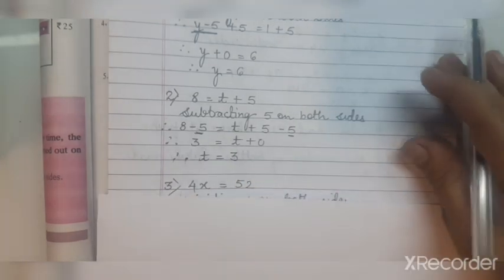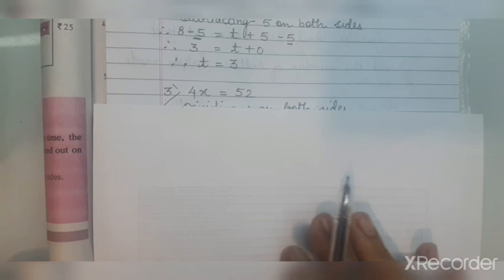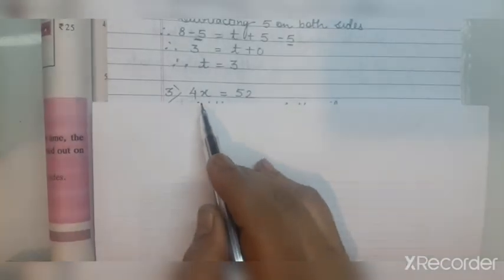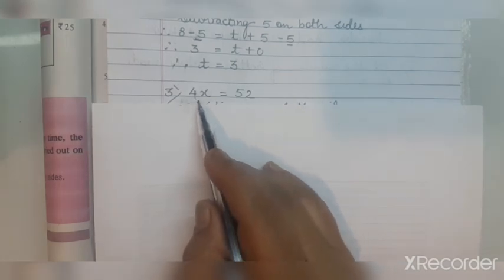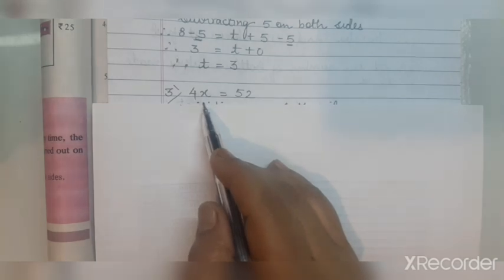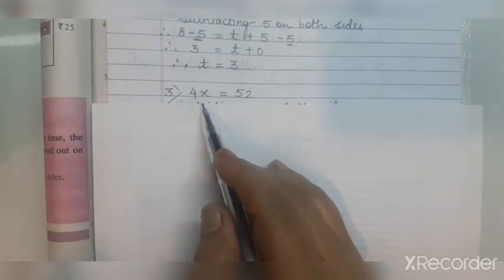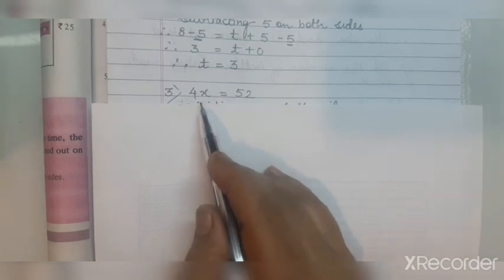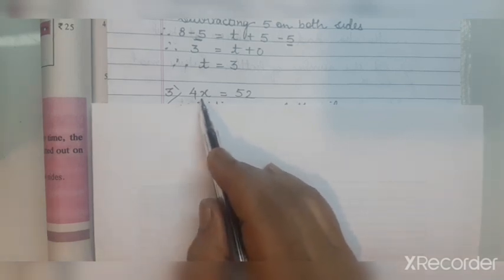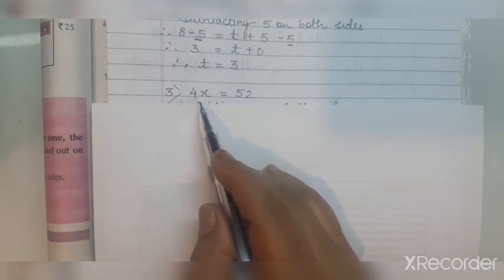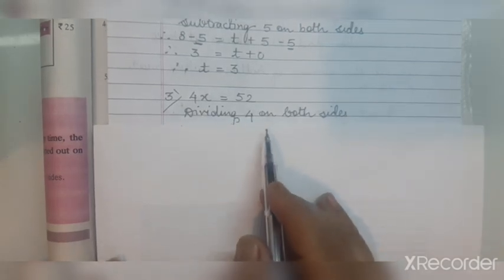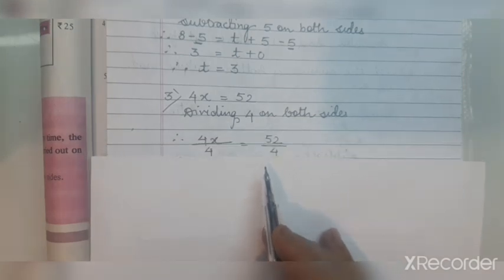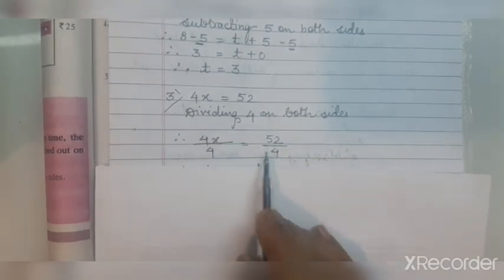Now the third one, 4x is equal to 52. 4x means 4 multiplied by x. So the operation along with the variable is multiplication, and x is the variable. In order to solve this equation, we have to do the opposite function. Multiplication's opposite is division, so we will divide. Divide by what? The number multiplied with x is 4, so we will divide by 4 on both the sides. And we are not going to show the division sign, we are just going to write it upon 4.